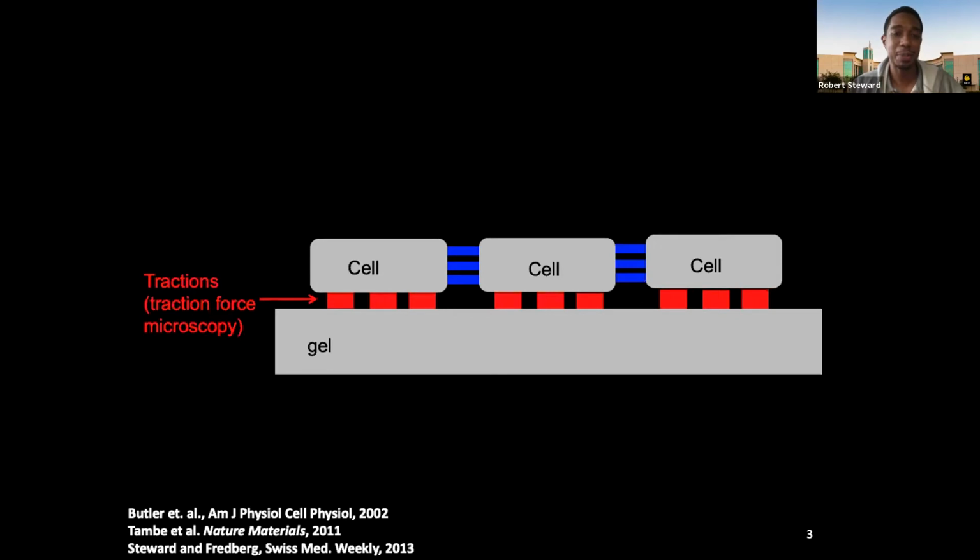So the two major forces that we talk about, especially in this presentation, are tractions, which we measure using a method called traction force microscopy. The tractions are the forces between the cell and its underlying substrate. Cells within the monolayer generate intercellular stresses. These are the mechanical stresses between cells. We use monolayer stress microscopy for that.